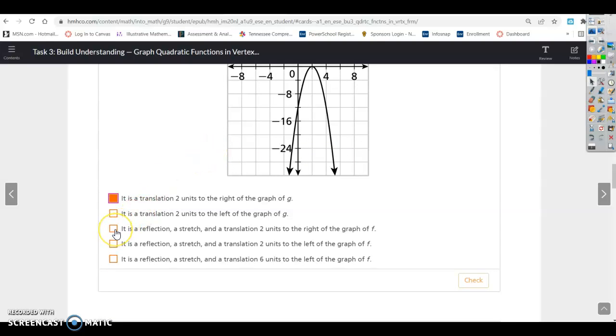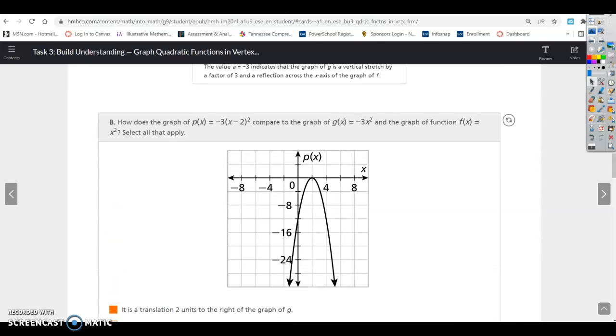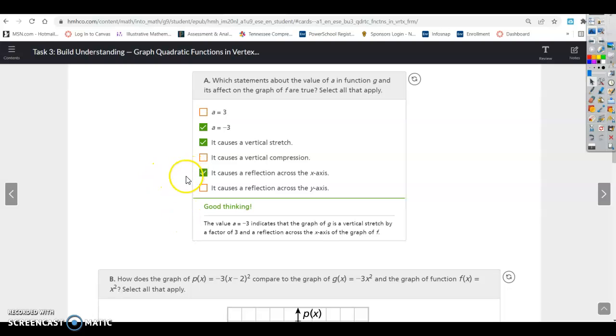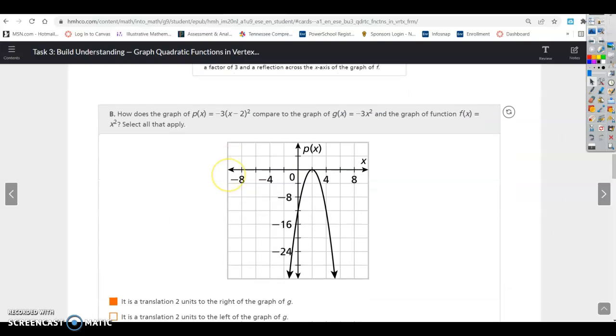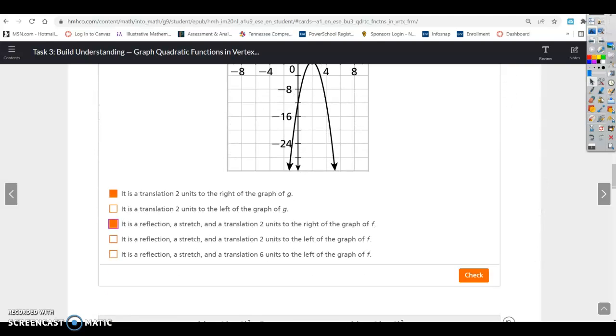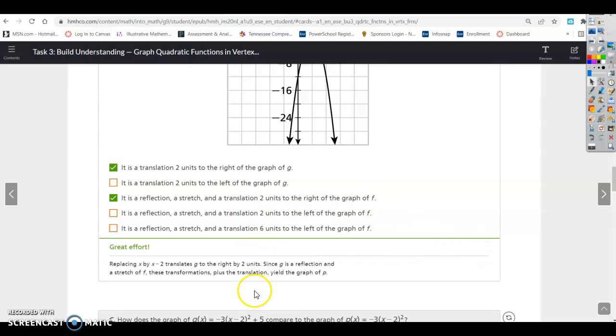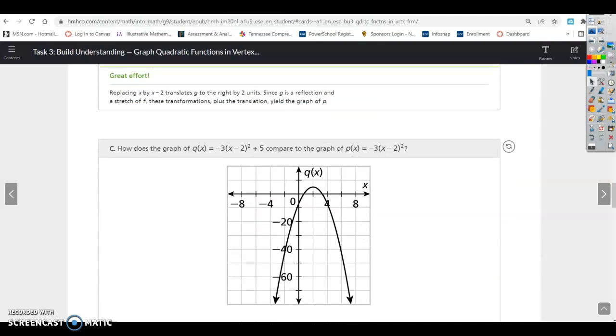It is a reflection, stretch, and a translation 2 units to the right of the graph of f. Okay, that one is also true. So it already did these other 2 things. We already had the stretch and the reflection from f to g. Remember up here, we had the stretch and the reflection. So that came from f to g, and then from g to p, we added one more thing. So these down here do not apply, just the one that puts the 2 functions together.